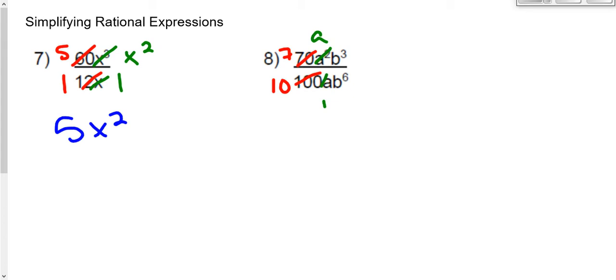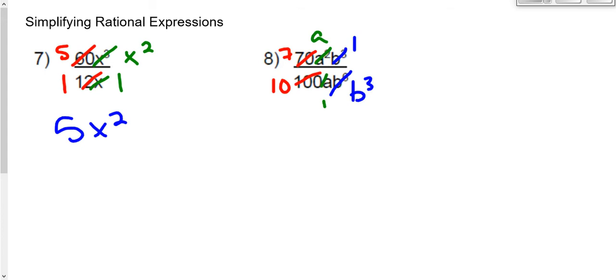Up last, I'll look at my b terms. I have b cubed on top, b to the 6th on bottom. Their greatest common factor is b cubed. So b cubed divided by itself is 1. b to the 6th divided by b cubed is b to the 3rd. Remember, when we divide variables with exponents, we subtract the powers of the exponents.